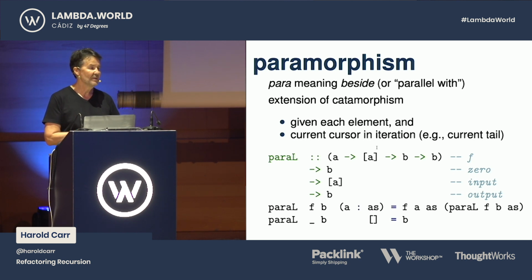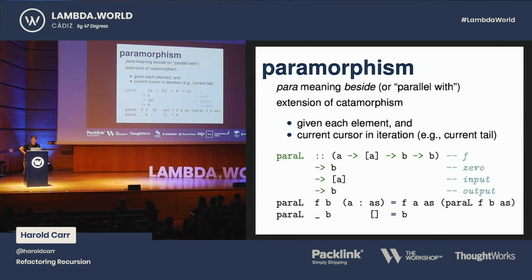Paramorphism is pretty much exactly like a catamorphism. It just has one more argument. Before, when we looked at catamorphism, it had an A, it didn't have this list of A, and then a B and a B. Everything else was exactly the same. So all it's saying here is that given the algebra, given a 0, and given the input list, then this is the final output.